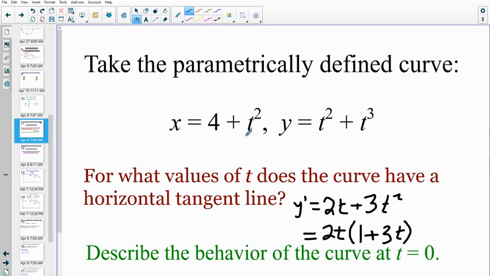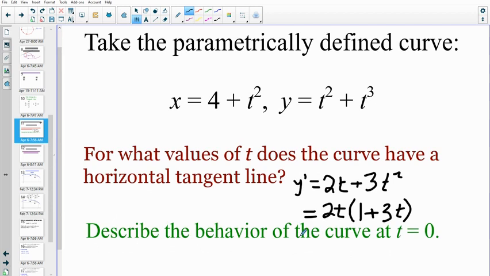Actually, I better be careful. At time equals 0, dx/dt would be equal to 0 also. So at time equals 0, since both dy/dt and dx/dt are equal to 0, the particle is stopped at that moment, or the curve is not moving for that moment in time. So we'll have to look a little more closely to see if that's horizontal or vertical. But definitely at time equals negative 1/3, because dx/dt is something negative, dy/dt we see here would be equal to 0, so it would be a horizontal tangent line.